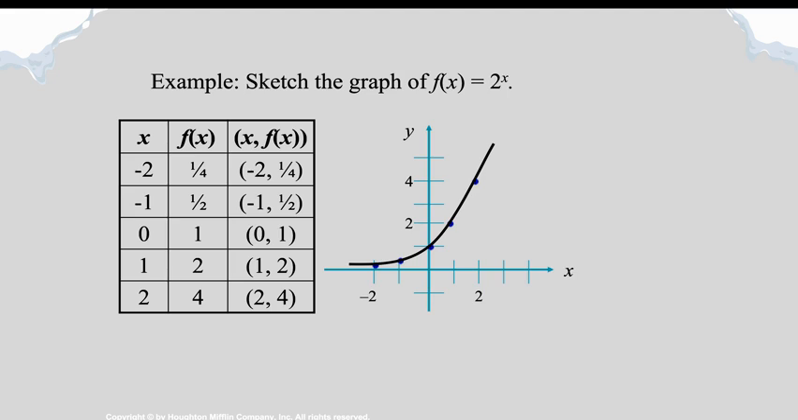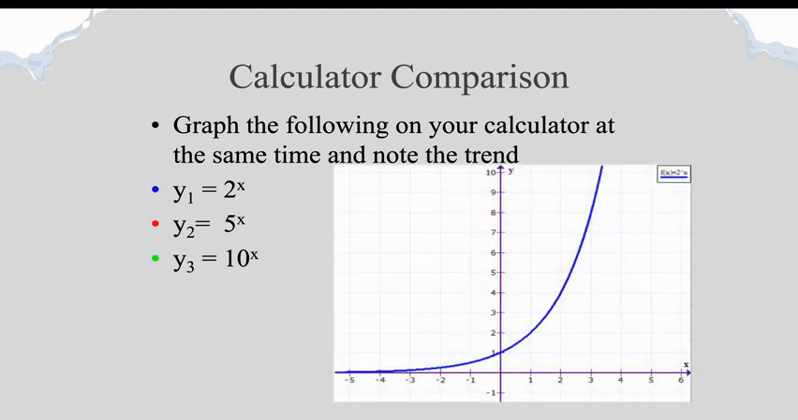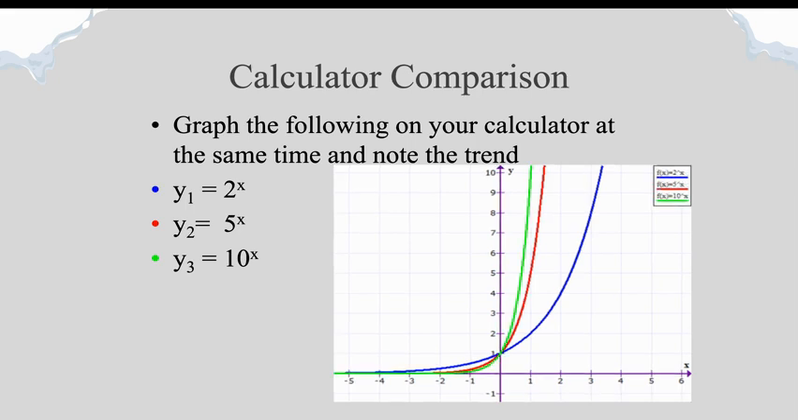If I plug in negative 2, we're going to send that down to the denominator. It would be 1 over 2 squared, which is 1/4. So calculator comparison, you can plug these in the different y values and you can notice the trend. So the blue line here is y equals 2 to the x. Our orangish red line here is y equals 5 to the power of x. And green is y equals 10 to the power of x. Notice that the higher the number underneath the exponent, the steeper the curve of the graph.